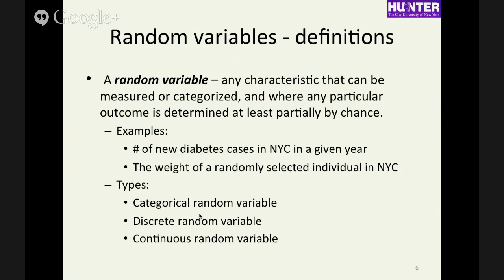Or the weight of some randomly selected individual. Again, you could make a guess. You could say that you're 95% sure they're going to lie within these bounds, but you can't say exactly how much any individual or any group of individuals weighs. It's a random variable, weight. And we've learned about these already: categorical, discrete, continuous variables.